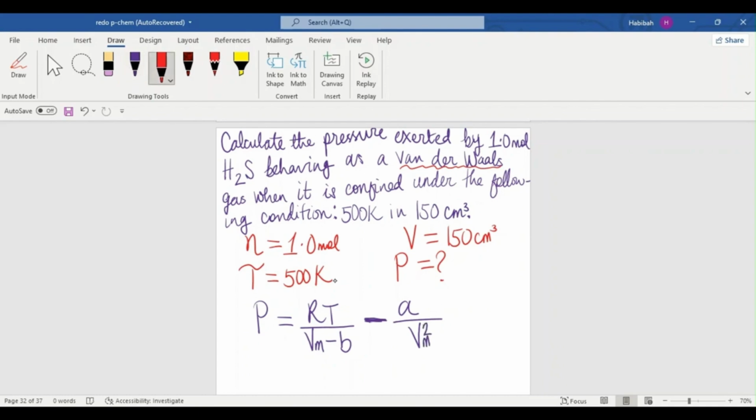We're lucky enough that we have the R, we have T. R is the gas constant, so it's a constant value. T, we have that as 500 Kelvin. We have the volume, yeah, we have that, but we don't have the A and B given to us.